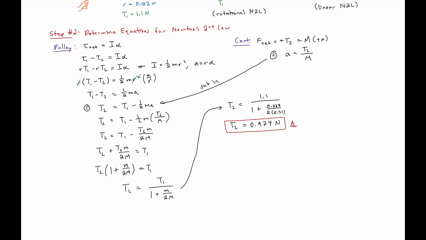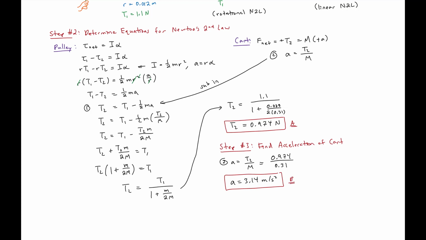So step 3: find the acceleration of the cart. We know that equation 2 has A equals T2 over M. All we have to do is plug in the value we got for T2, which is 0.974, divided by the mass of the cart, which is 0.31, and we get A equals 3.14 meters per second squared. And this answers part B.